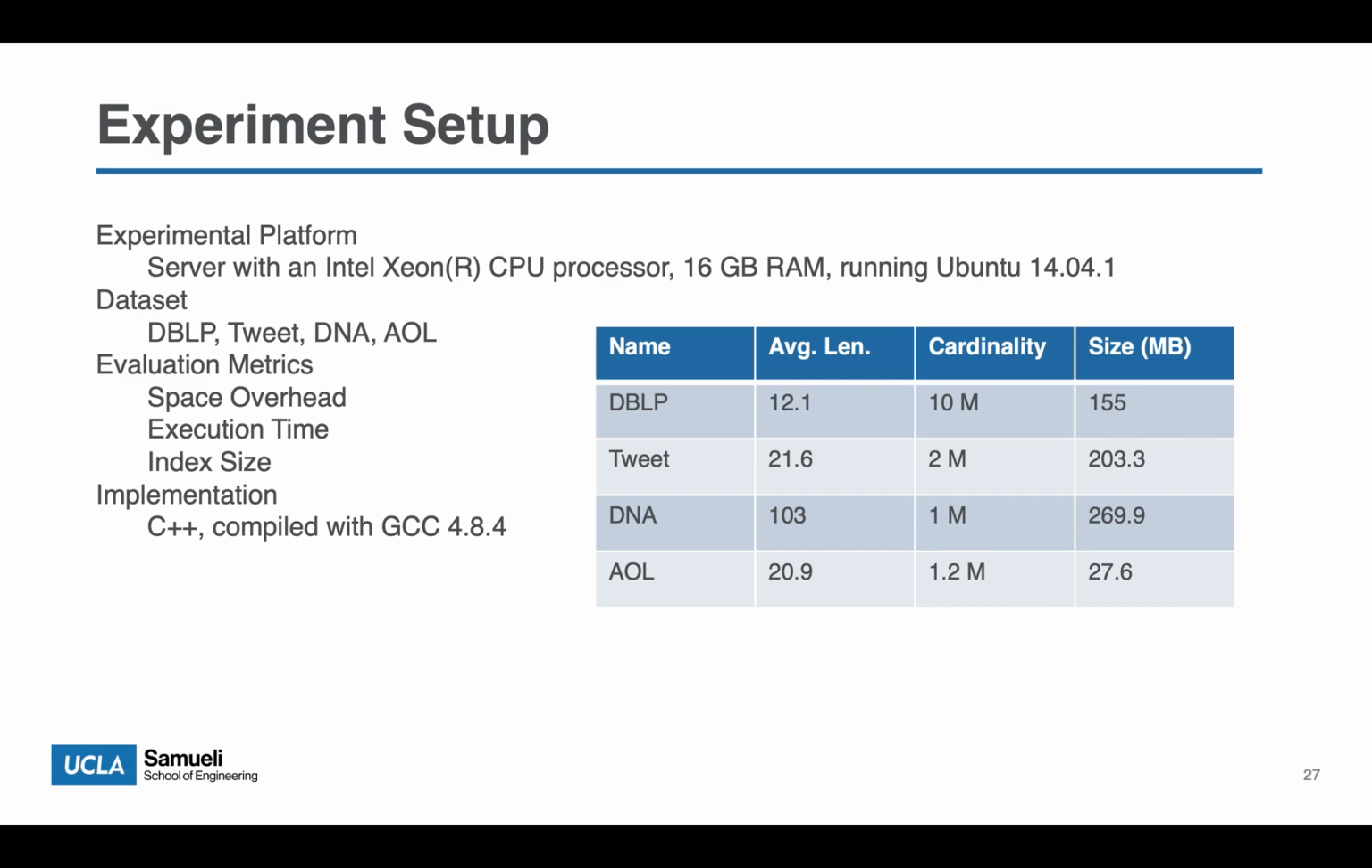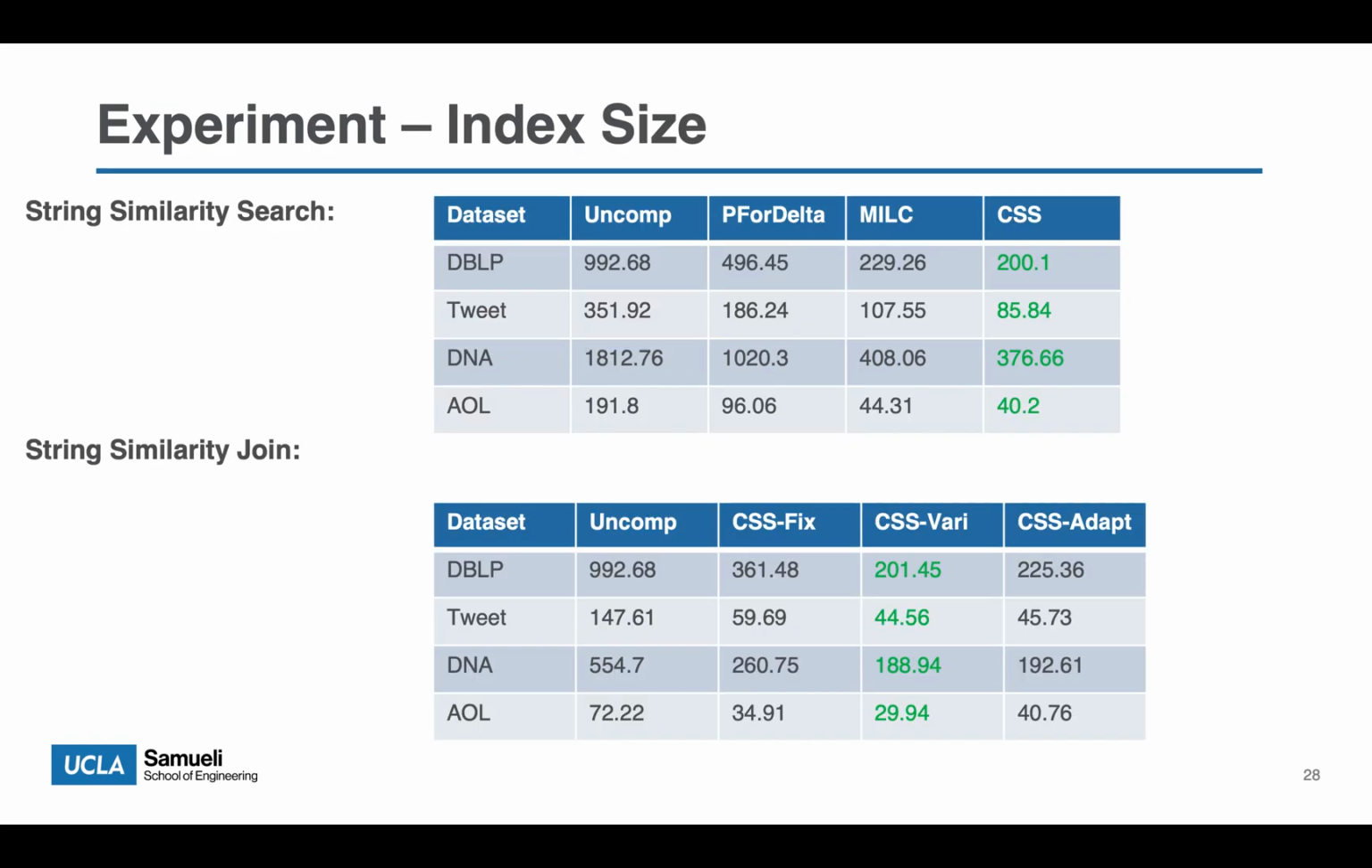And we're evaluating the space overhead, the execution time, and the index sizes. The implementation is all done in C++, and we compiled it with GCC 4.8.4. The details are in the table on the right. The average length denotes the average number of IDs per signature in the inverted index, the cardinality denotes the number of entities per dataset, and the size denotes the size of the dataset in megabytes. The first experiment we want to demonstrate is the index size.